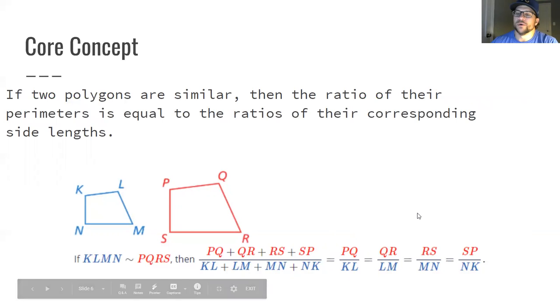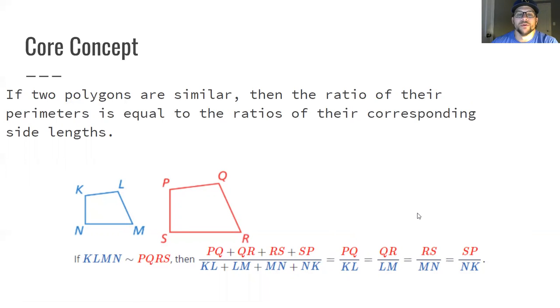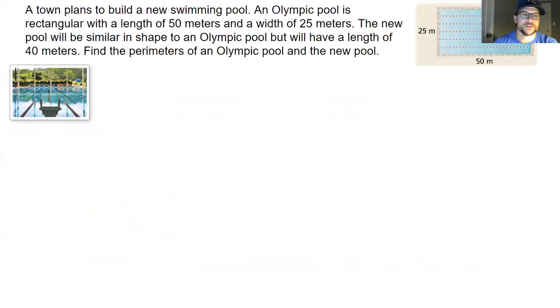So these could also work not only just for triangles, but for other four-sided shapes, and they also work for perimeters. So if the two polygons are similar, then the ratio of their perimeters is equal to the ratio of the corresponding side lengths. So remember that perimeter is the distance all the way around your shapes. Your ratio of your sides is the same as the ratio of your perimeters.